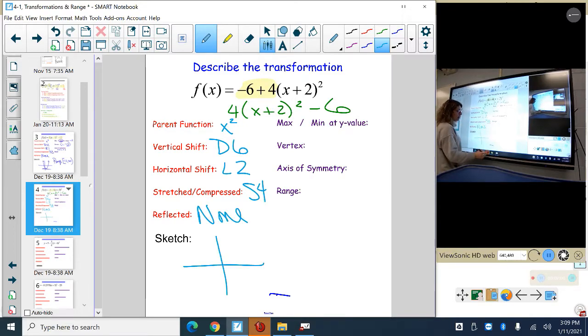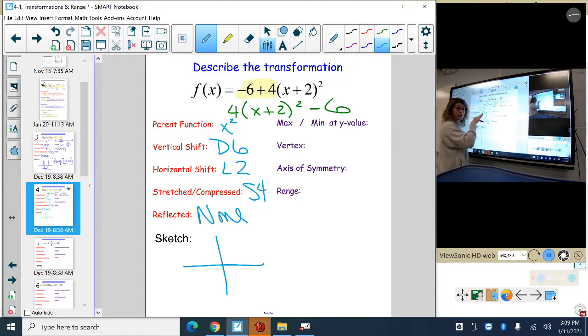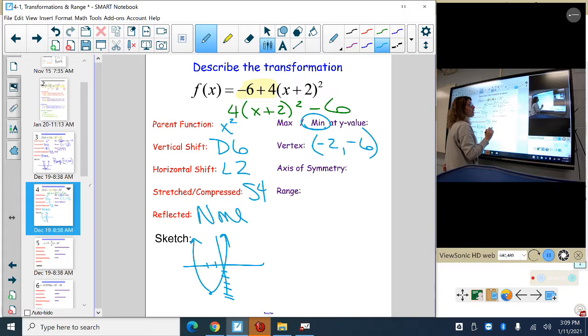And if I go ahead and make a sketch of this thing, the very first thing I want to do is find the vertex. The vertex is h, k, which means left is negative 2, down is negative 6. So I'm here at negative 2, negative 6, and it is not reflected, so therefore it looks like a U, which means it has a minimum value, and that minimum value happens to be the y coordinate of that vertex. And then my axis of symmetry is x equals h, which happens to be negative 2.